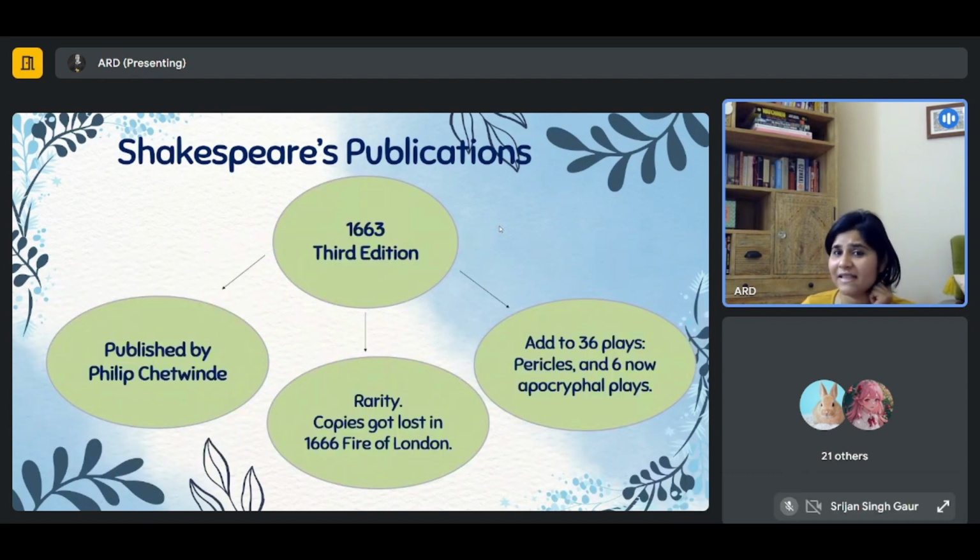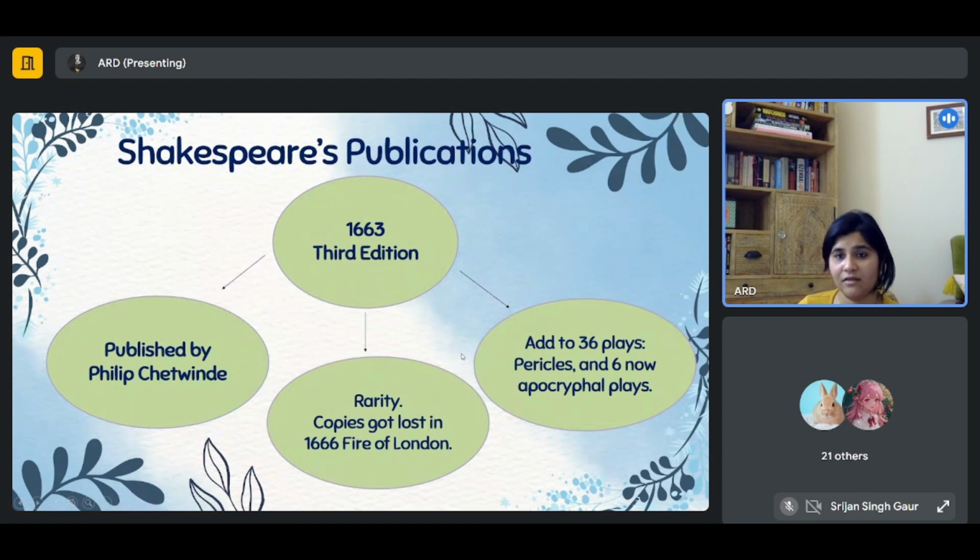Then came a third edition in 1663. Second edition is not that important. Usually they talk about the third edition only, published by Philip Chetwynd, and it had 36 plays. 6 apocryphal plays, means the plays are lost, we don't have them. And many copies of this third edition have now become a rarity because many copies were lost in the 1666 Great Fire of London. So this edition is also very rare. Very few copies are left.